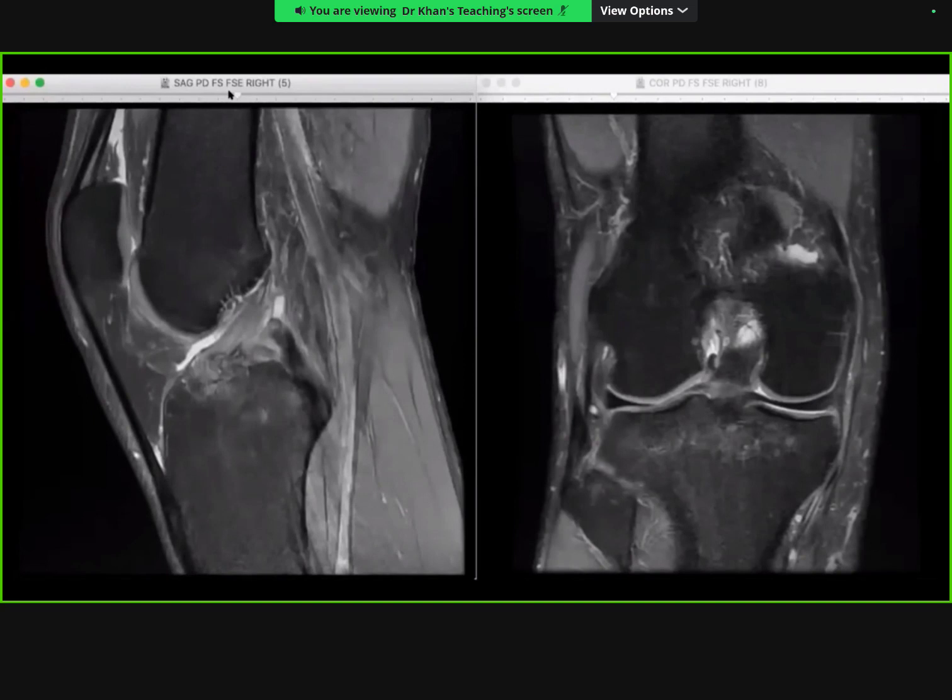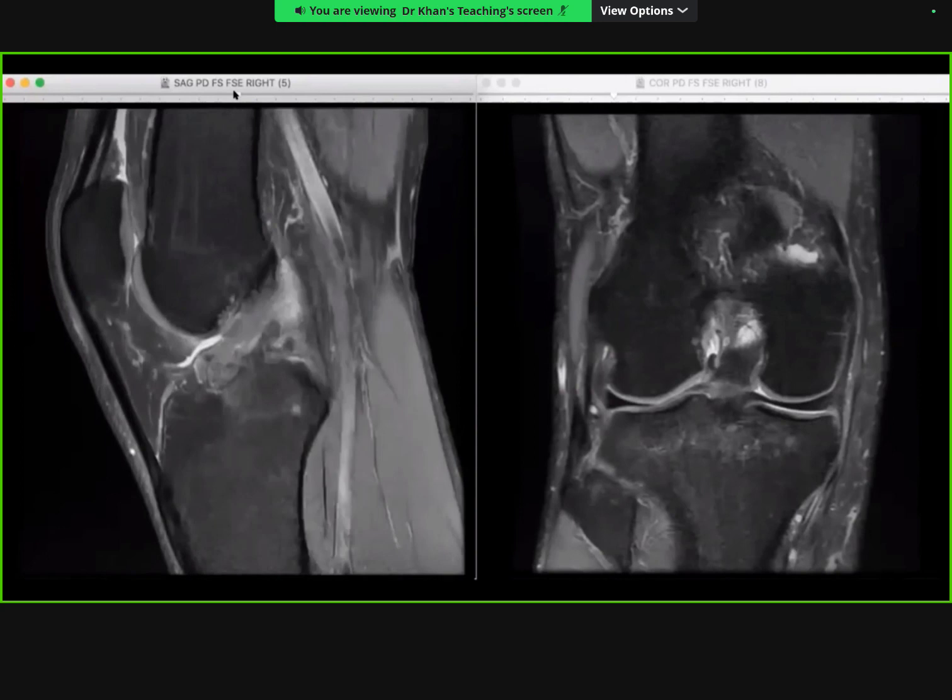Okay, so I can see the PCL, which is intact. I'm just going to look at the ACL as well. Okay, so the ACL appears swollen and enlarged. There are bony contusions along the tibial insertion point of the ACL. So at the moment, I'm concerned about an ACL sprain. I'm just going to review the rest of the images.